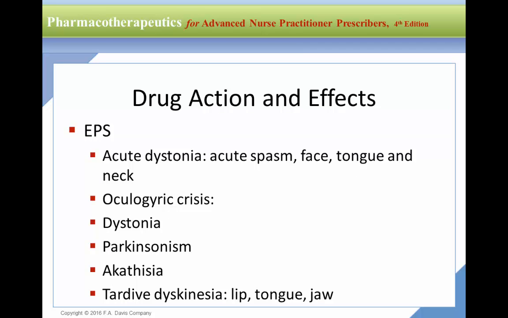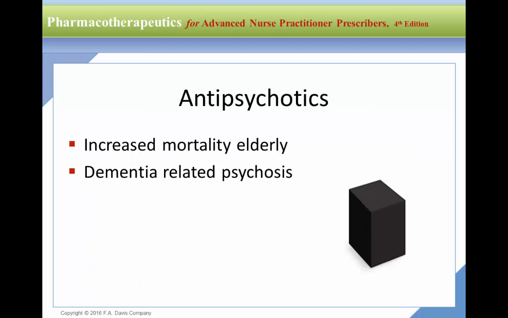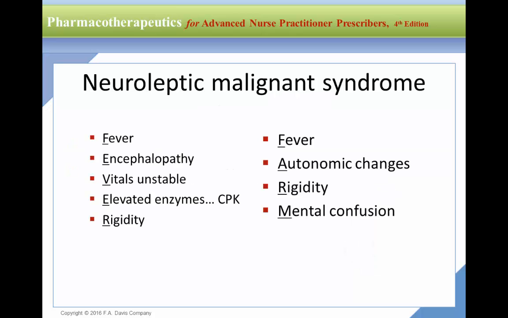So these are the extrapyramidal symptoms that you must recognize to be able to discontinue the drug or reduce the dosage and give Cogentin. So the dystonia, the oculogyric crisis, Parkinson signs and symptoms, akathisia, as well as tardive dyskinesia. So basically they're given for patients that have atypical psychosis and schizophrenia. Be very careful with the elderly population since they tend to have most of the side effects.